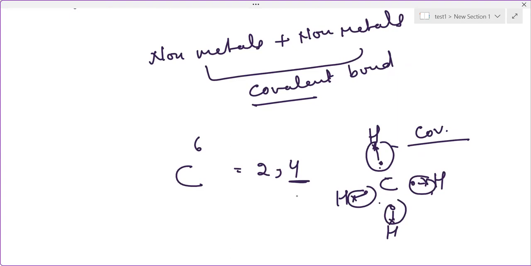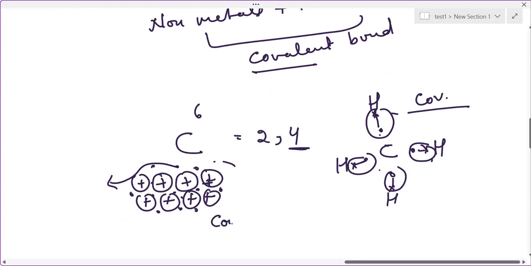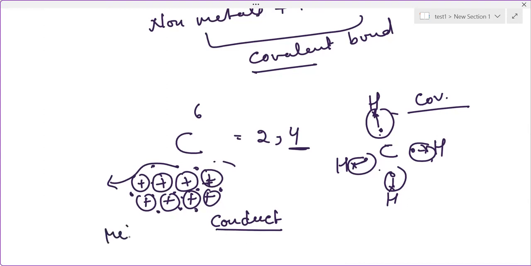right? Another kind of bonding is metallic bonding. It occurs between metals and metals. Metallic bonding occurs because of delocalized electrons, right? Delocalized electrons are free electrons. They jump from their valence shell and start moving here and there. Because of these free or delocalized electrons, metals are good conductors of electricity. Metals can conduct electricity. They have conducting properties. So this is metallic bonding.